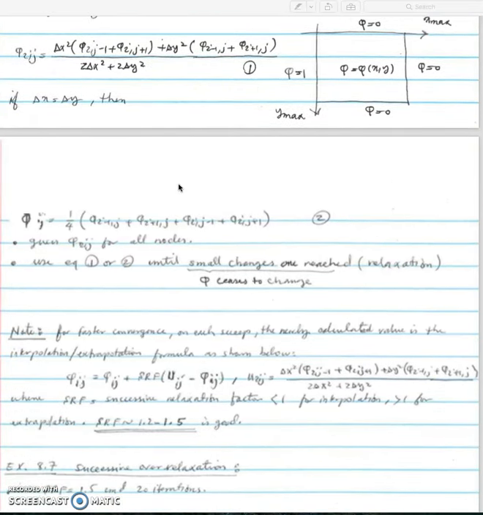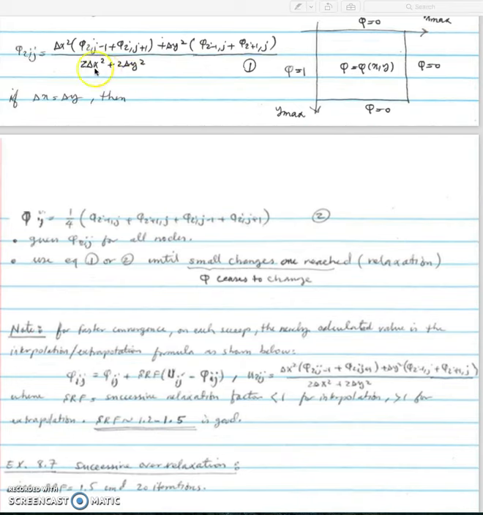To accelerate the process, instead of having Phi-ij on the left in equation 1, I can write equation 1 with uij, a new variable, on the left. So now I have uij equal to del x squared times (Phi i minus 1 j plus Phi i plus 1 j) plus del y squared times (Phi i j minus 1 plus Phi i j plus 1), over 2 del x squared plus 2 del y squared. In other words, on the right side I have Phi's, and on the left side I rename it as u. It's uij. Now I relate Phi-ij to uij as follows.